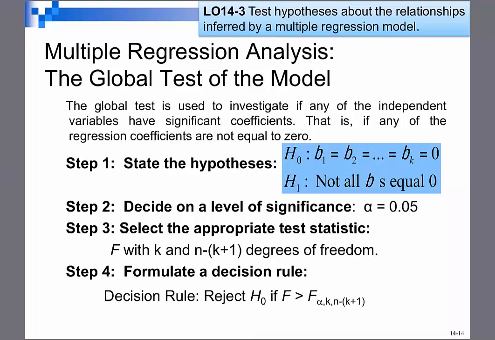Multiple regression analysis: global test of the model. The global test is used to investigate if any of the independent variables have significant coefficients. If you recall from chapter 13, we not only ran regressions for the first time, we then tested the beta.